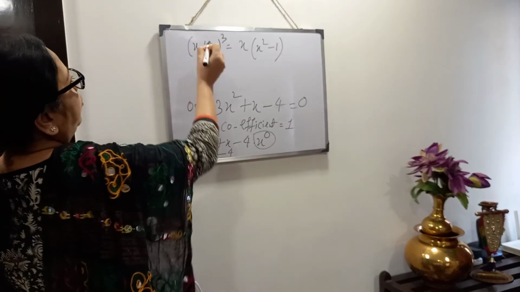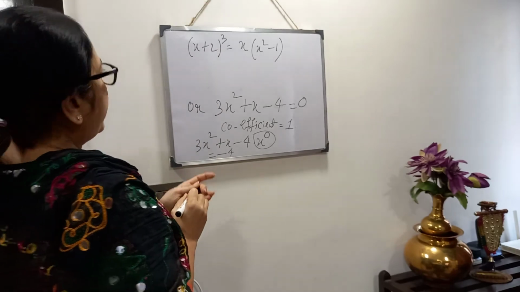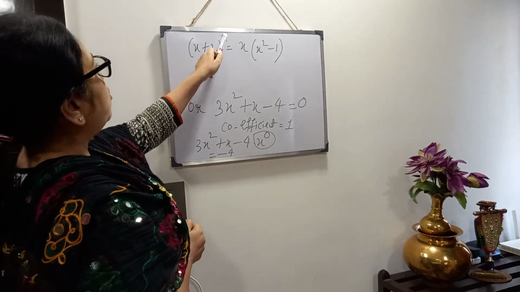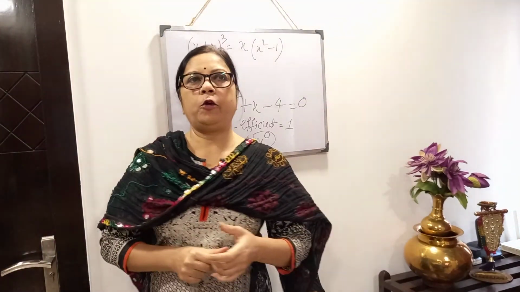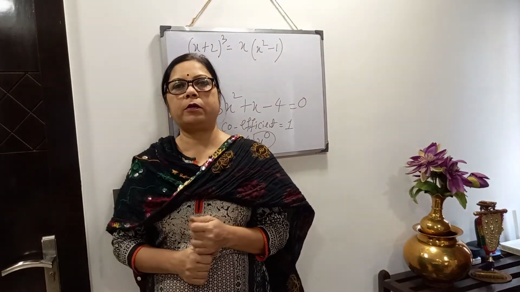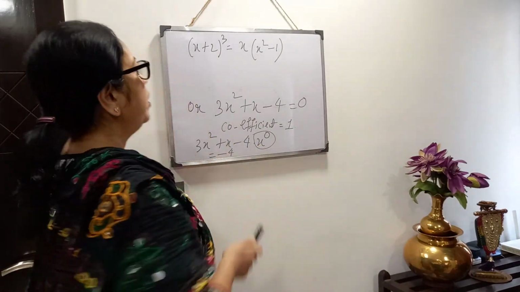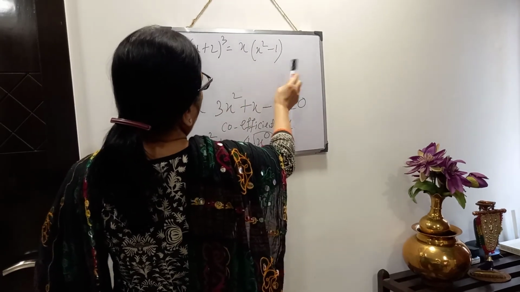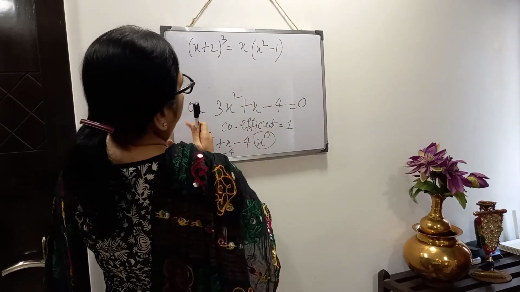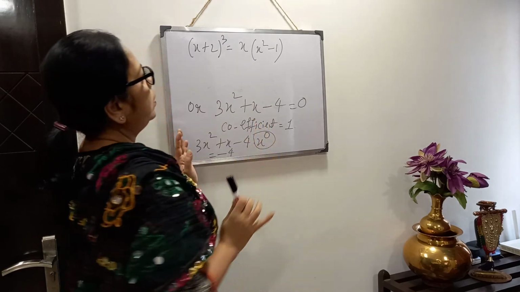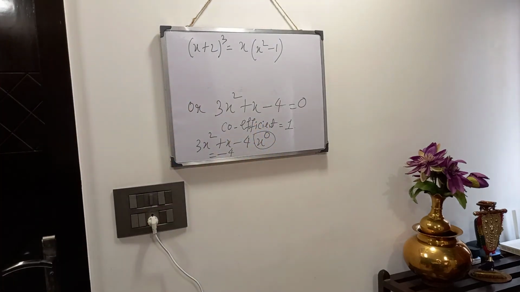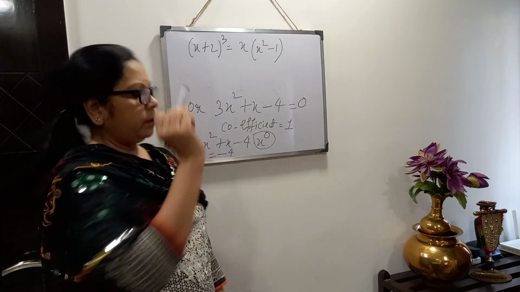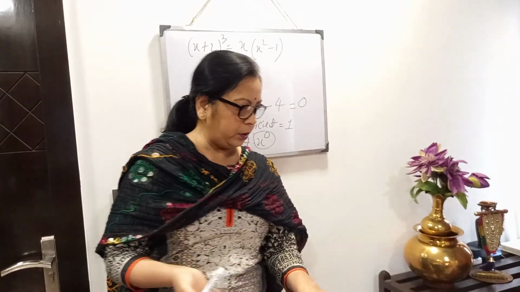Left hand side you will open the bracket by using the a plus b whole cube formula. What is that? a cube plus 3a square b plus 3ab square plus b cube. You will open that by that formula. Right hand side you will multiply. Then everything you will take in left hand side. Then you will get the general form of the equation. Now clear? Now next one you will get in next video.